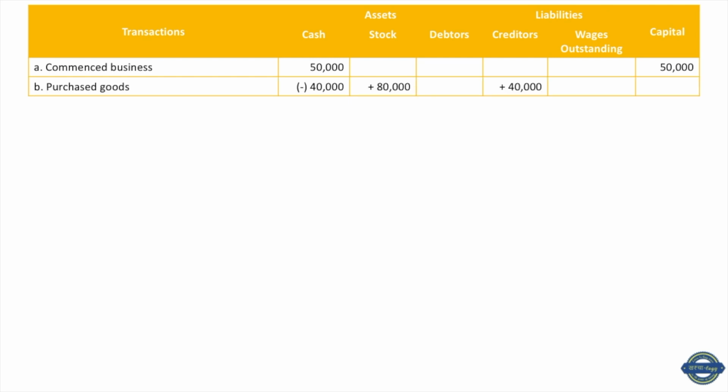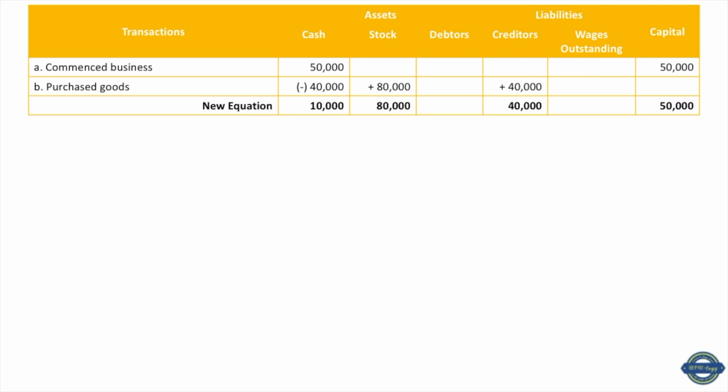Purchase goods. He purchased goods on cash as well as on credit. So he purchased goods 40,000 in cash. So there's an outflow of cash there, so we will deduct cash 40,000. And he purchased goods on credit. That means we are yet to pay that amount. Therefore, it is a liability. So we will add a column for creditors for rupees 40,000. And there is an inflow of stock. There is an increase in stock of rupees 80,000. So we will add rupees 80,000 in stock in assets.